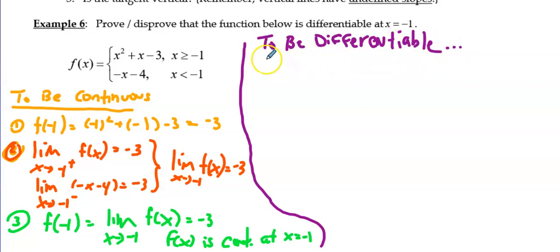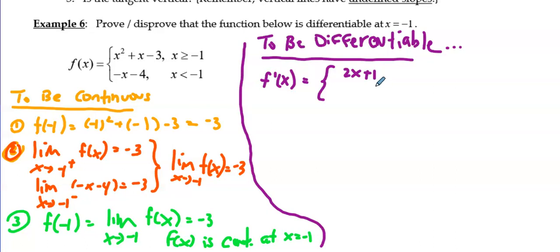All right, so to be differentiable, the first thing we have to do is find the derivative of this function. We're going to write this piecewise function out again, but now we find the derivative of the top, which is going to be 2x plus 1 using the power rule. Sorry, the power rule, I was right the first time. And the second one is going to be -1.